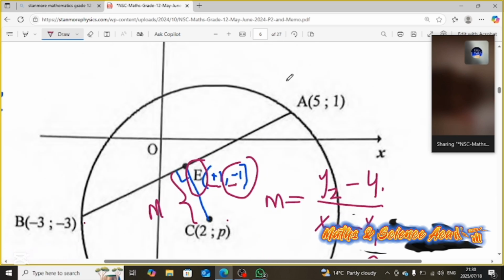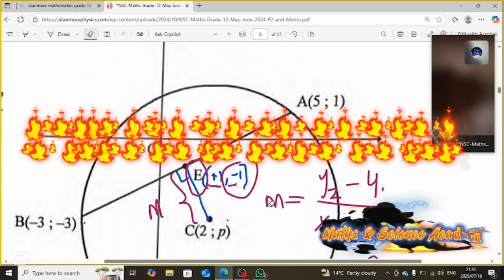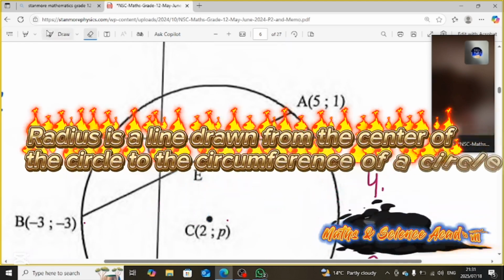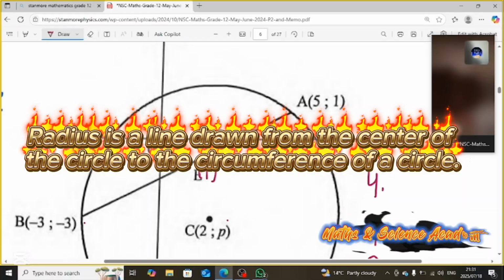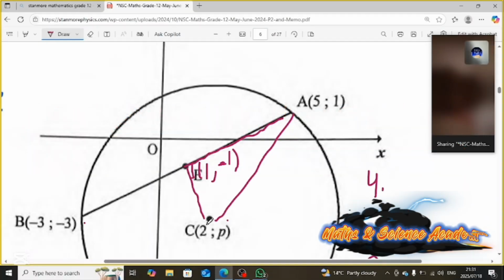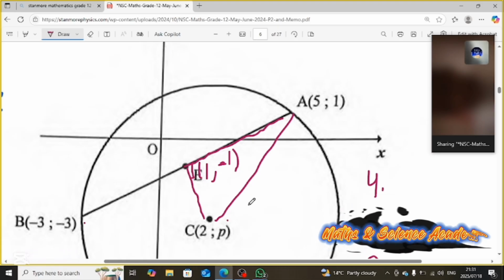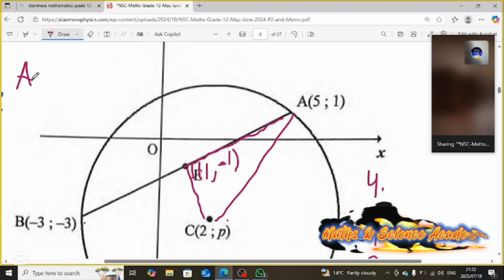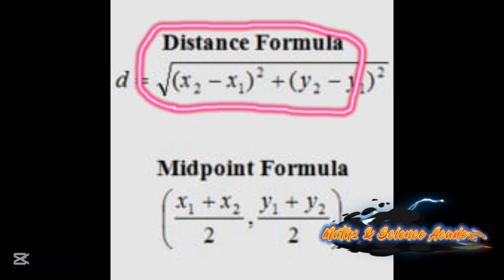Now we're supposed to determine the radius of the circle. And we know that a radius is a line drawn from the center of the circle to the circumference of a circle, of which in this case, AC or BC. But let's use AC, and let's determine the length of this radius using the distance formula.